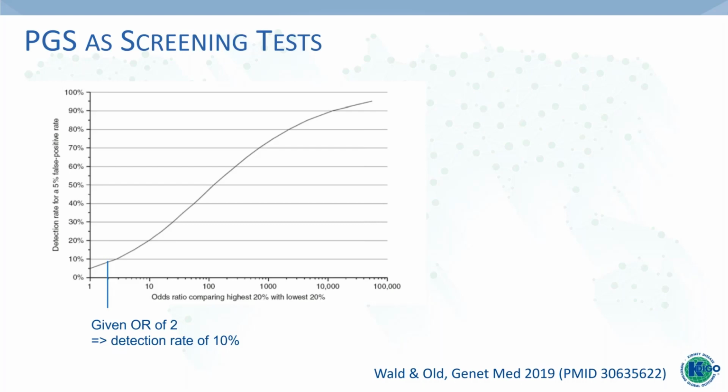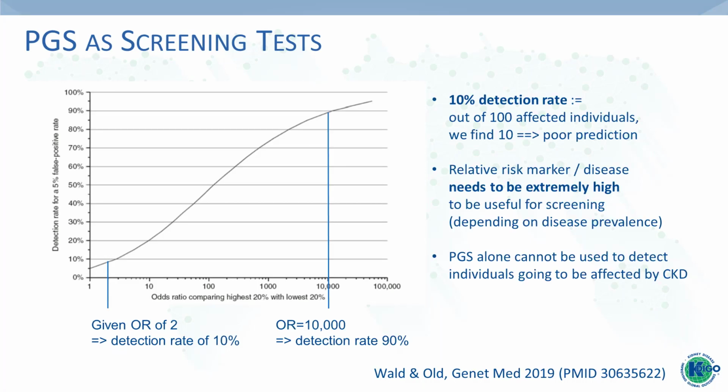Assume that the relative risk of disease is twice as high if a given person is in the top 20% of a PGS. This leads to a detection rate of 10%, as can be seen from this left graph, which means we only find 10 affected individuals out of a total of 100 affected individuals. Thus, we miss 90 of 100 individuals.